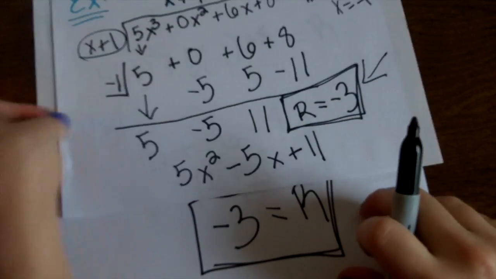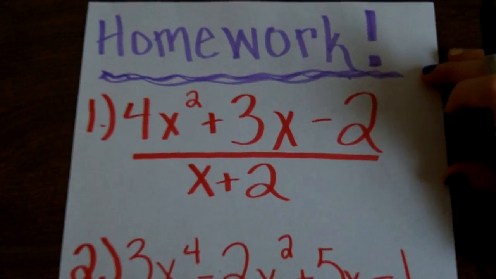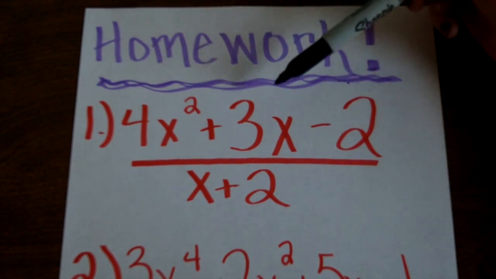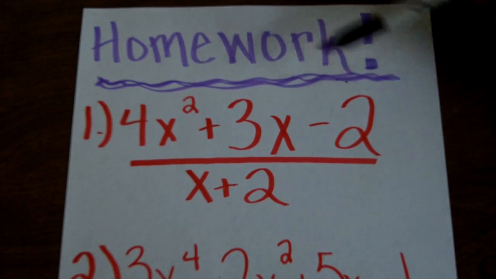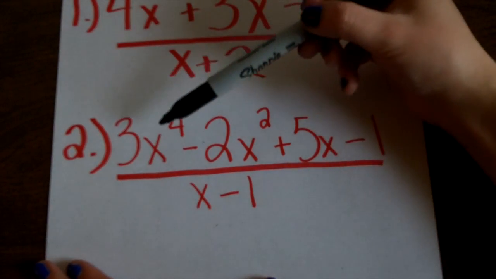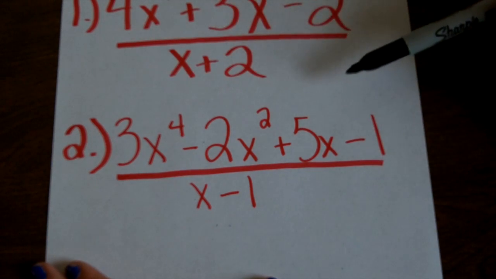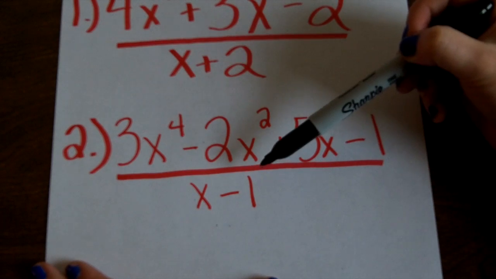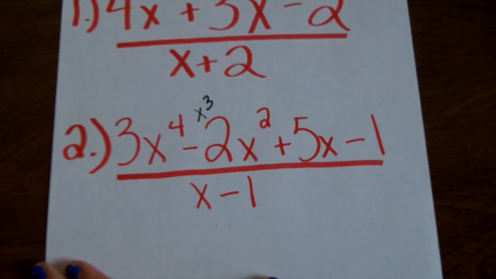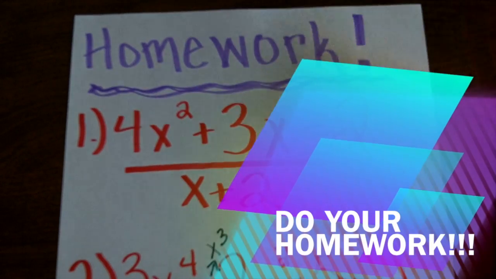Alright, and now for your homework, you guys are going to do these two problems. F of x equals 4x squared plus 3x minus 2 over x plus 2. Our second problem is going to be 3x to the fourth minus 2x squared plus 5x minus 1 over x minus 1. Notice that you do not have an x cubed here, so be sure you note that when you do your homework. And please turn this in tomorrow because it will be graded.